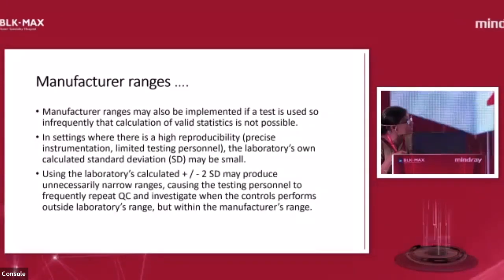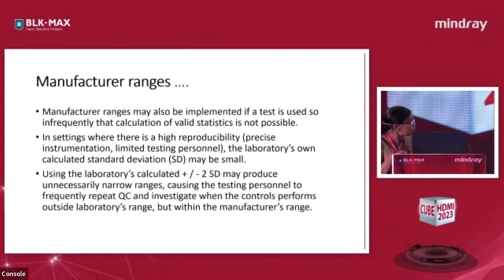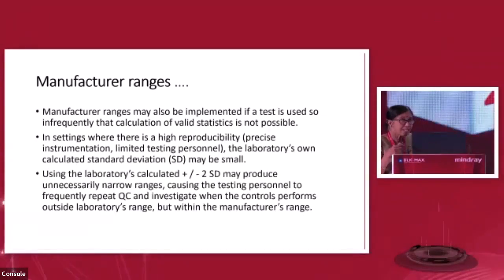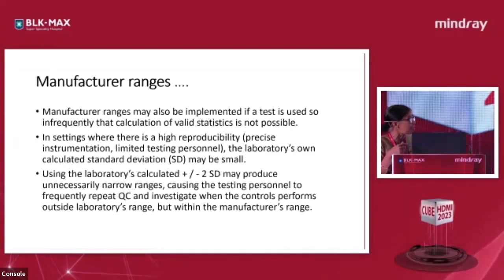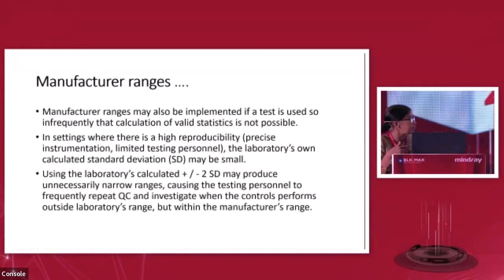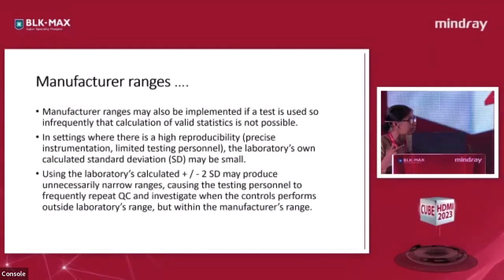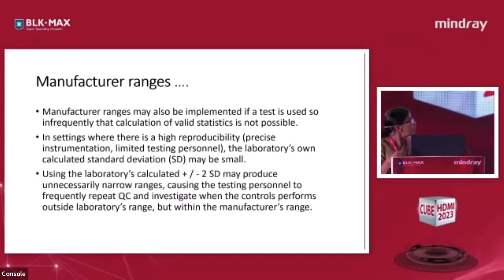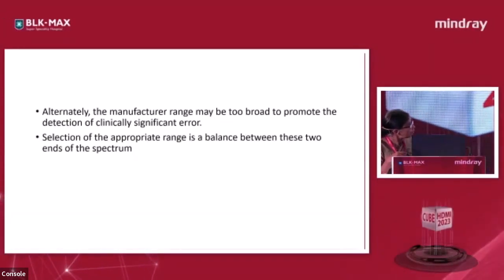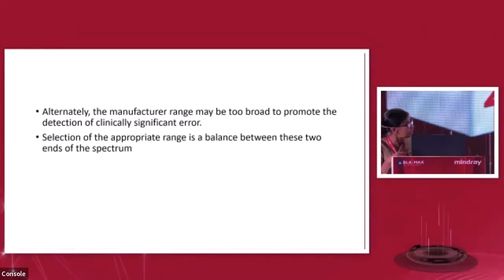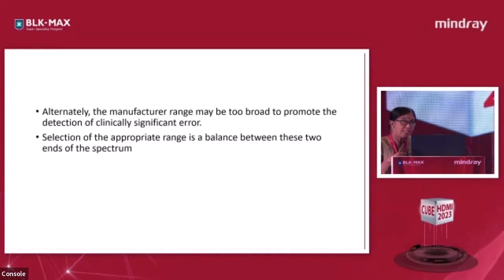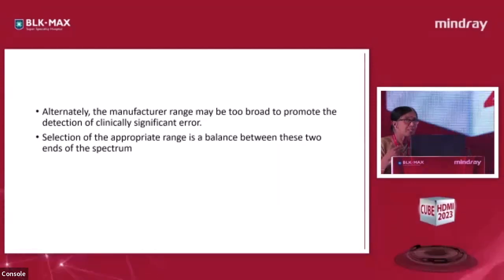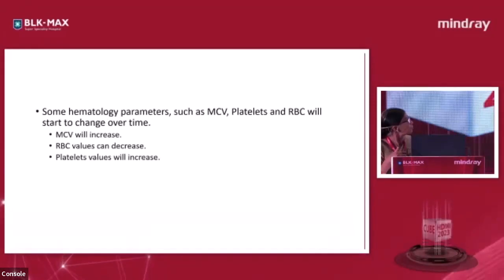In a setting where there is high reproducibility, the laboratory's range can be very small. In those situations, this can result in unnecessary repeat testing of QC, because it's outside the laboratory range. However, it is within the manufacturer reference range. Therefore, the selection of an appropriate range is a very delicate balance between these two spectrums, that provided by the manufacturer and that generated by the laboratory themselves.